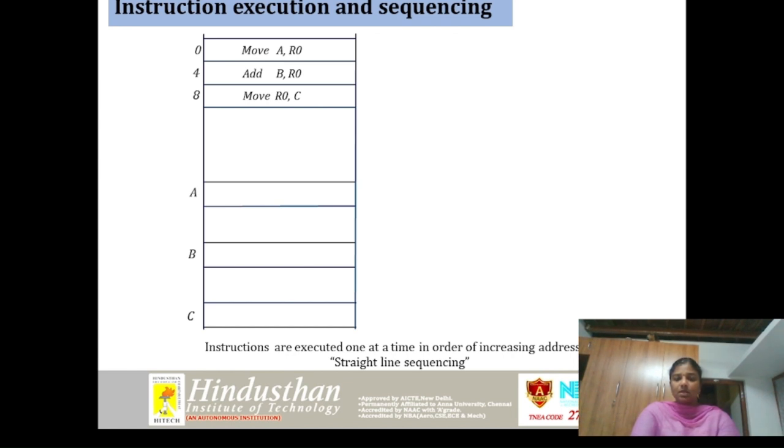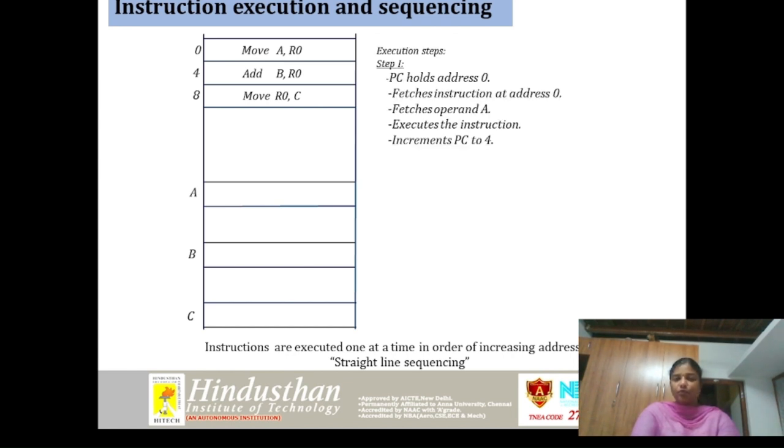So that is represented in a diagrammatic form. In this, the first instruction, move A comma R0, will be present at address 0. For each instruction there will be 4 bytes. Consider the size of the memory word is 4 bytes. So the first instruction will be present in the 0th byte, and then what is step 1?